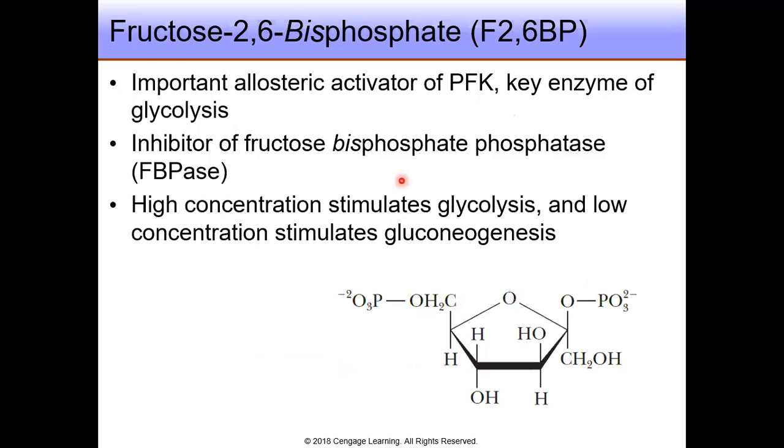Now we want to talk about the role of this sugar phosphate called fructose 2,6-bisphosphate. This is the structure of this sugar phosphate. They found that the intracellular level of fructose 2,6-bisphosphate is a key point: a high concentration stimulates glycolysis and a low concentration of it stimulates gluconeogenesis. The concentration of this sugar phosphate in a cell depends on a balance between its synthesis, catalyzed by the enzyme phosphofructokinase 2, and its breakdown, catalyzed by fructose 2,6-bisphosphatase 2.